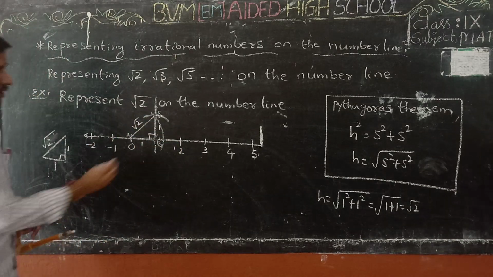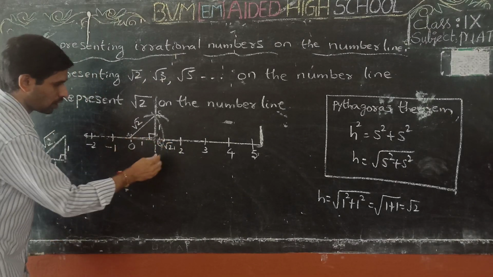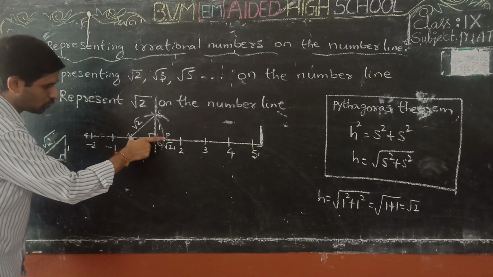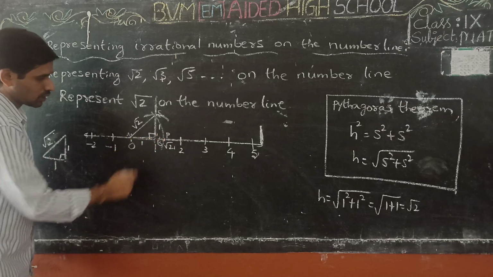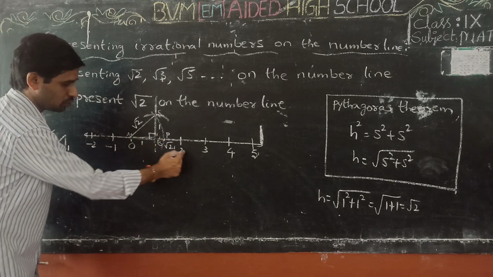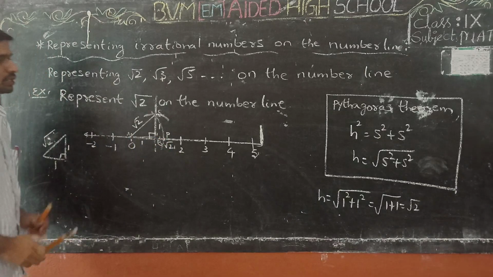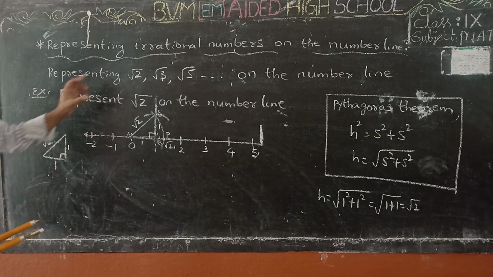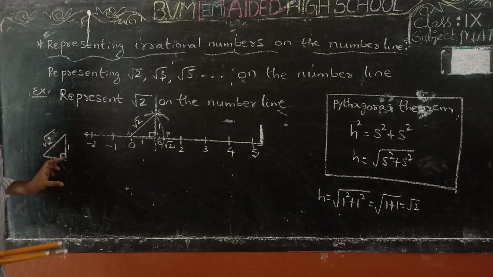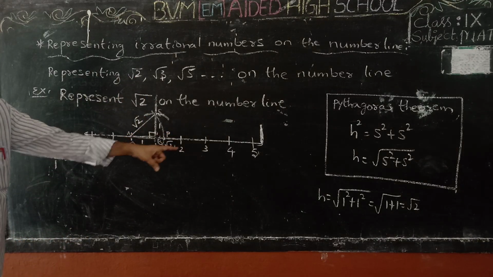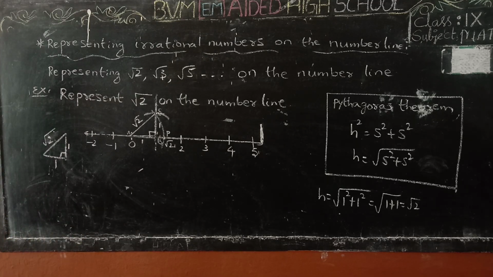So this point is root 2. The distance from A to this point, for example P, A to P is root 2 units. So root 2 lies between 1 and 2; its value is more than 1 and less than 2. So this is the representation of root 2 on the number line. For every different number, we need to calculate using the Pythagoras theorem and solve on the number line. This is representing root 2 on the number line.